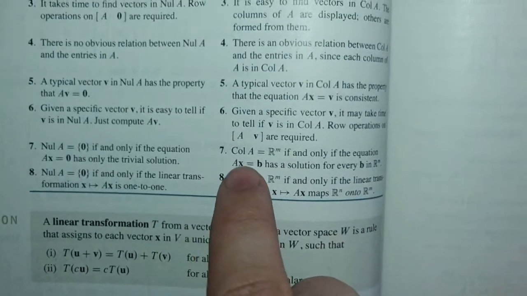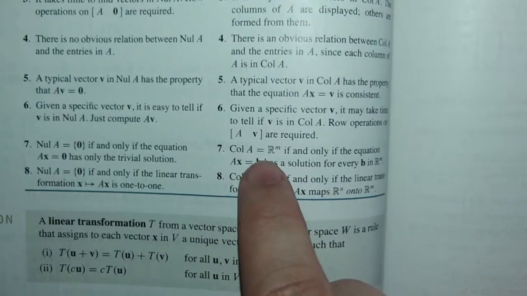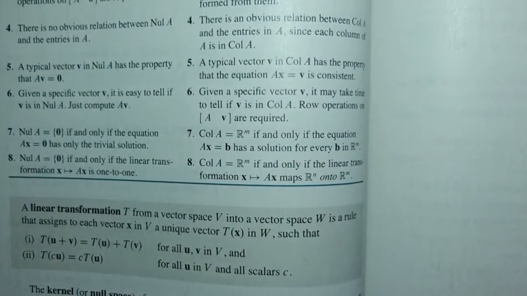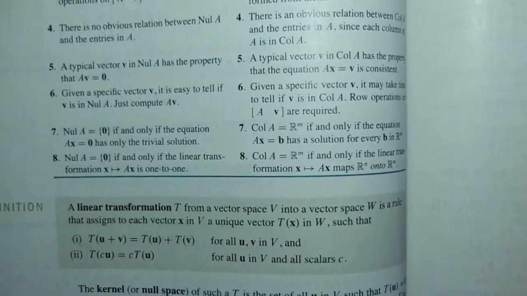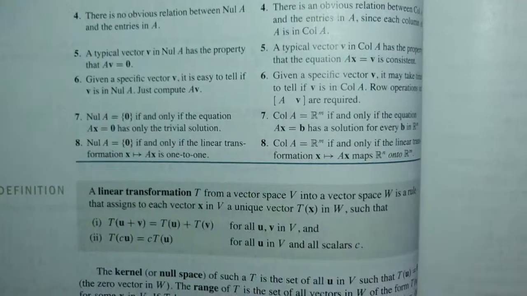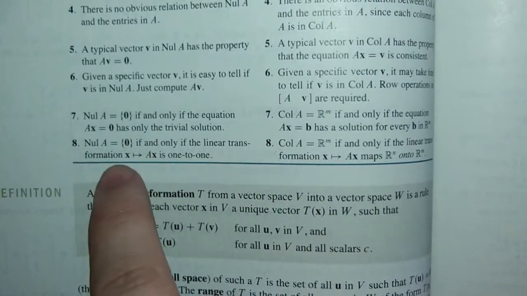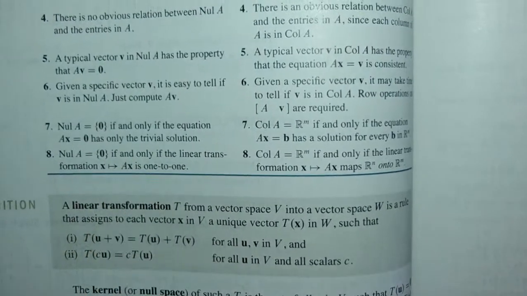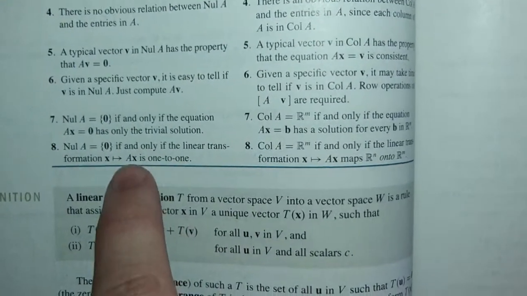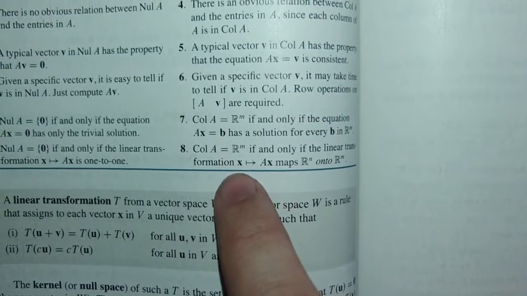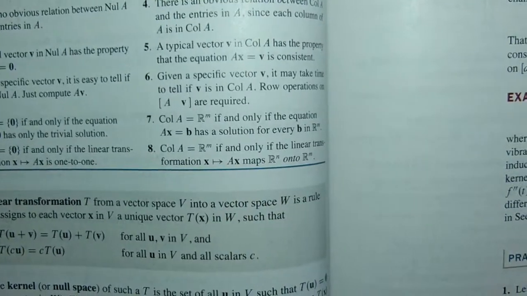So 7, the column space of A is Rm if and only if the equation Ax equals b has a solution for every b in Rm. So it's consistent for every single b in Rm. So that gives us immediately these next things. The null space of a matrix is the 0 subspace if and only if the linear transformation that sends x to Ax, so A is the standard matrix for that linear transformation, is 1-to-1. And the column space of A is Rm if and only if the linear transformation that sends x to Ax maps Rn onto Rm. Okay, so that was a lot of stuff to go through.